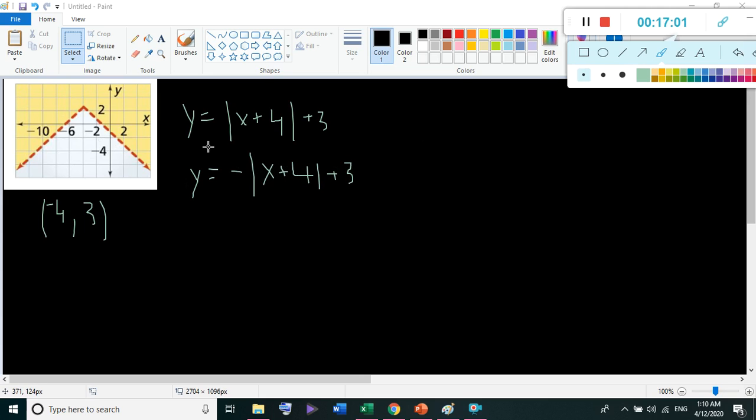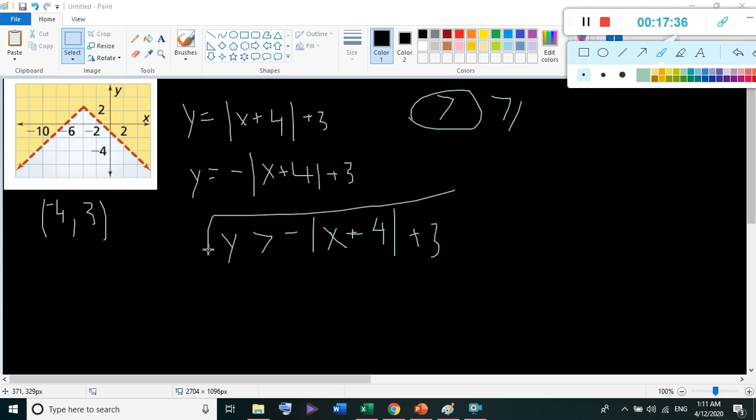Let's make it an inequality. Let's think now. First of all, because it's going to be above the boundary, it's going to be greater than, either greater than or greater than or equal, right? Now we can check which one by looking at the boundary line here, which is a dashed line. So it's going to be greater than. So here y is greater than negative absolute value of x plus 4, plus 3. This is the inequality that we have after transformation.